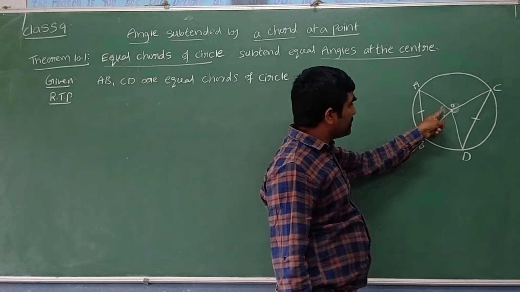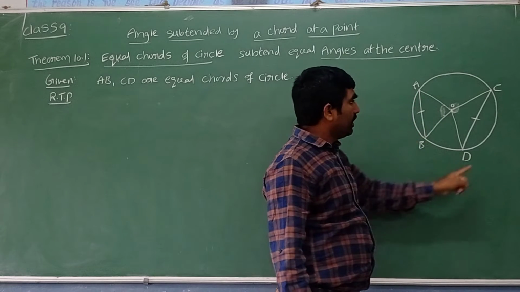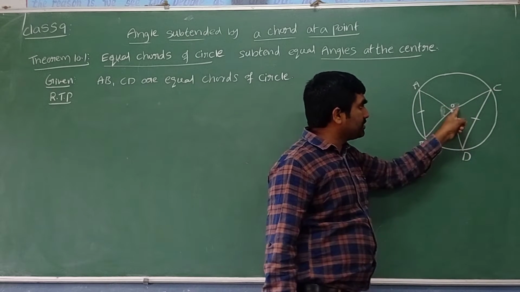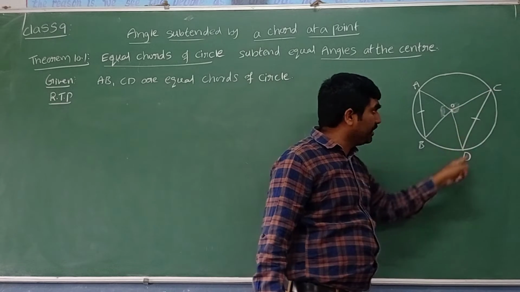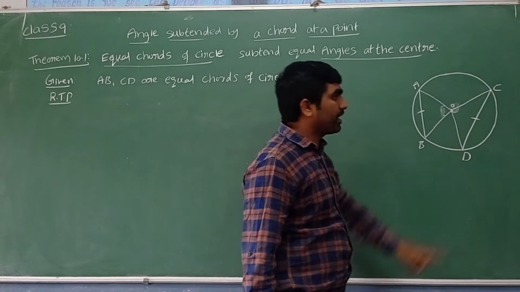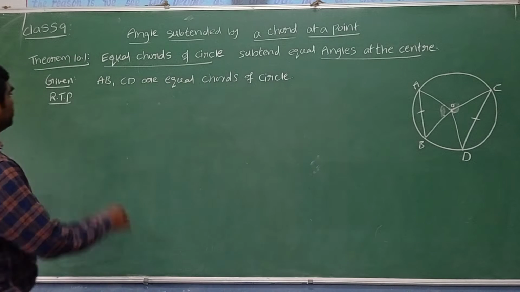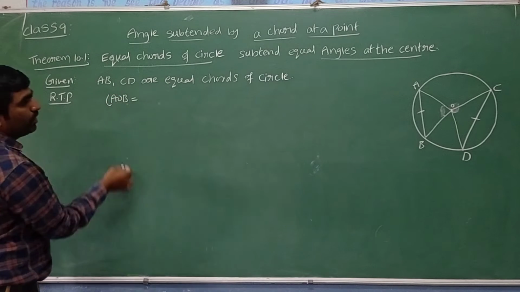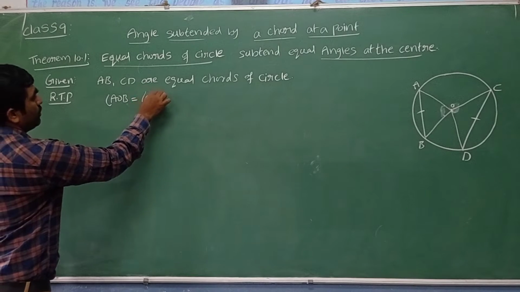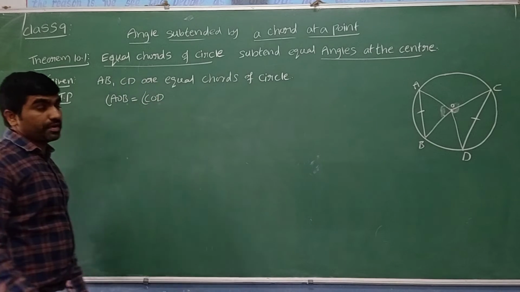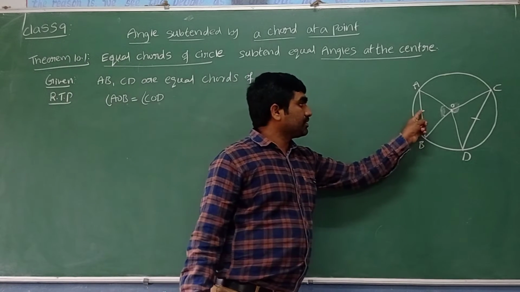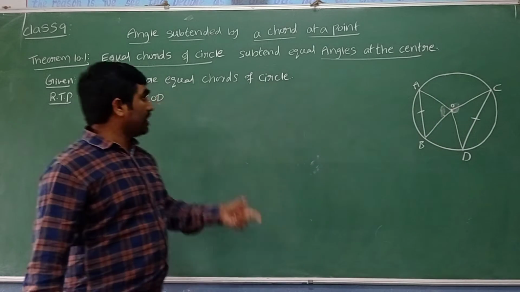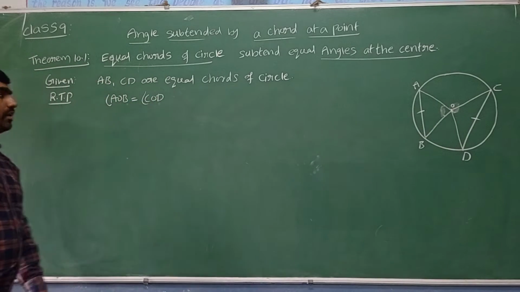See, angle AOB is the angle subtended by AB, and angle COD is the angle subtended by CD. They are asking to prove that angle AOB is equal to angle COD. These two are the angles subtended by curves AB and CD respectively. We have to show that both angles are equal.